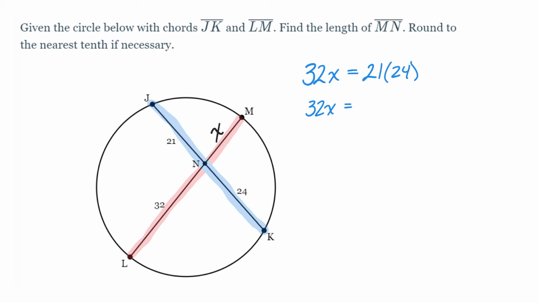24 times 21 is 504. We divide both sides by 32. And the segment that we see equals 15.8. And we did a little rounding there, so we're going to change this sign to an approximation. It actually came out to 15.75, but it would round up because we are rounding to the nearest tenths.